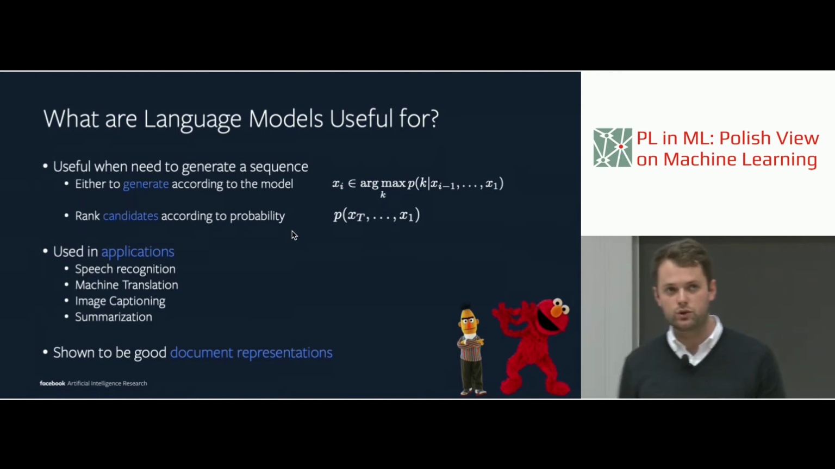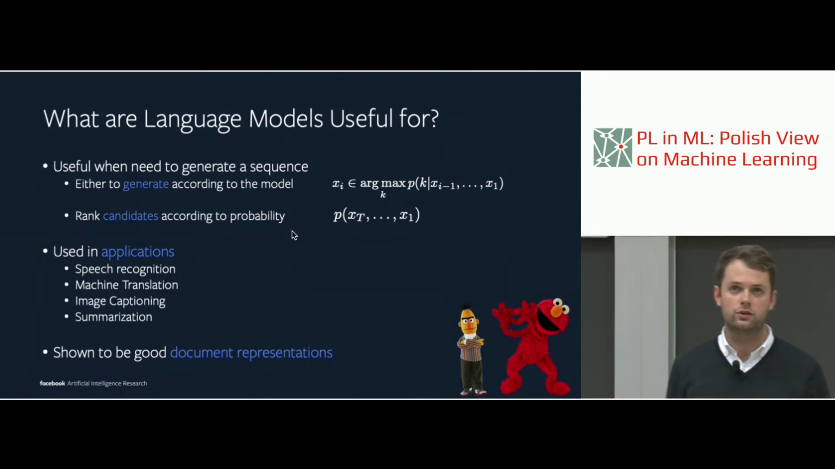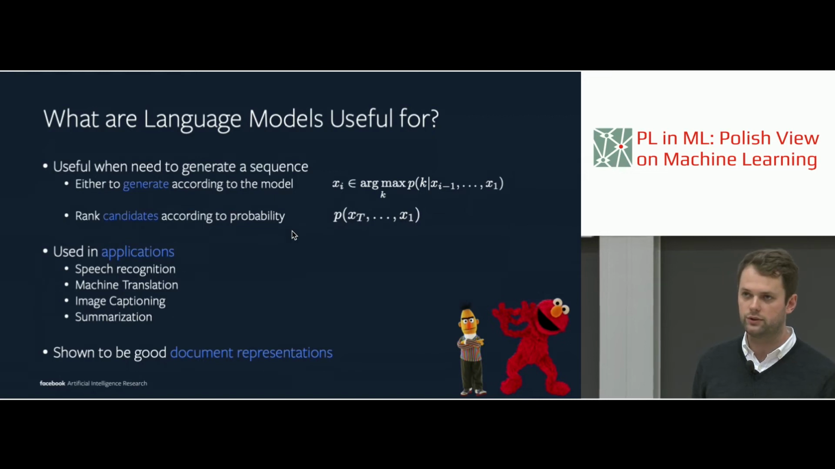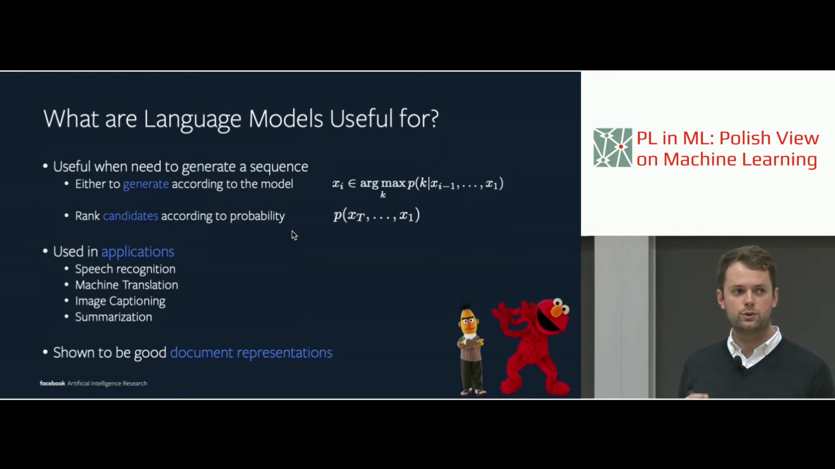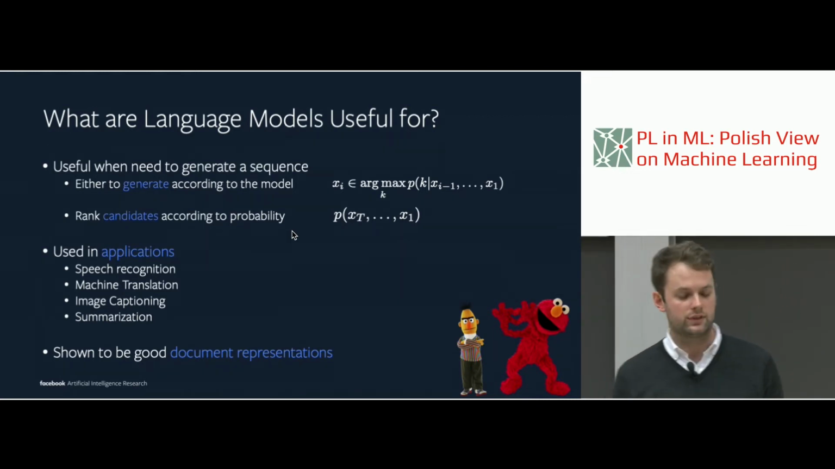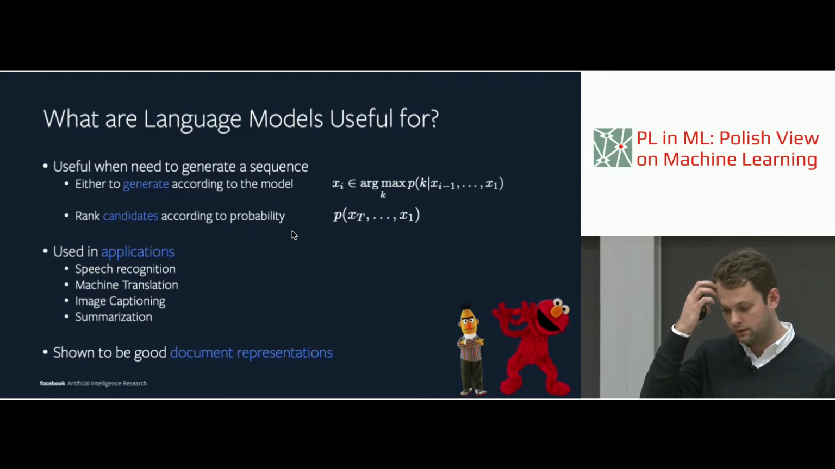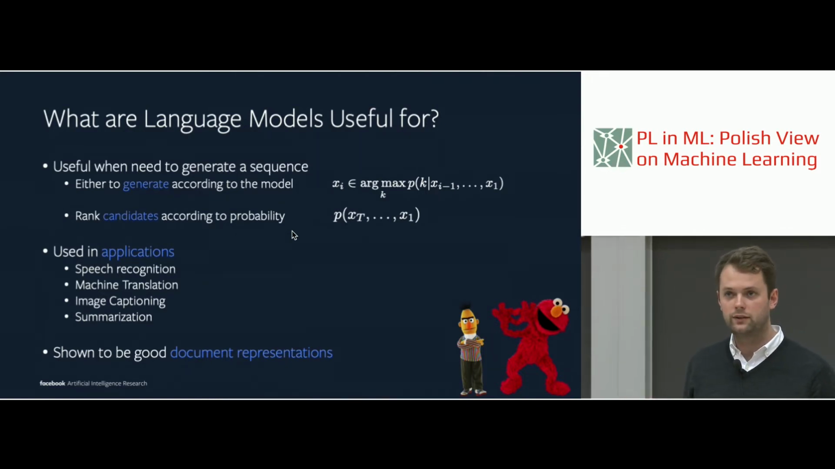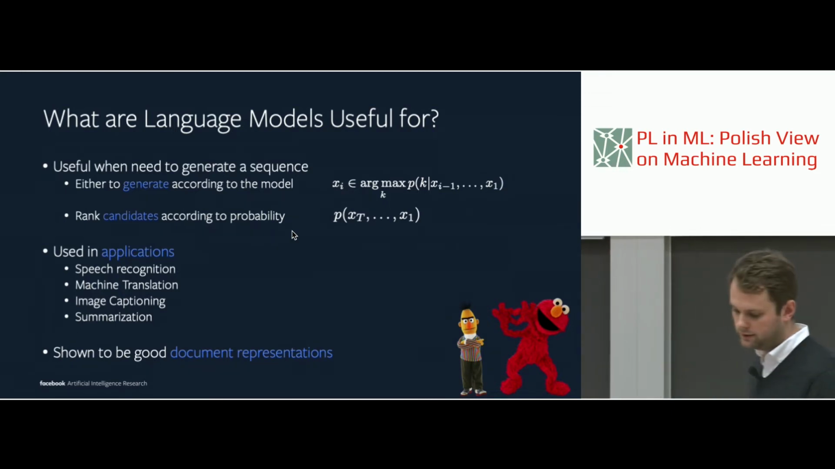Most recently, it has been shown that training very large, big models on a lot of data gives you very good features to do stuff with documents. So basically, when training a language model, if you take the hidden states of the language model, they are good features for linguistic tasks.